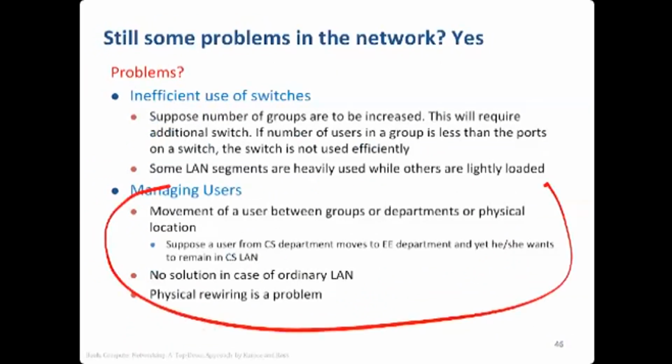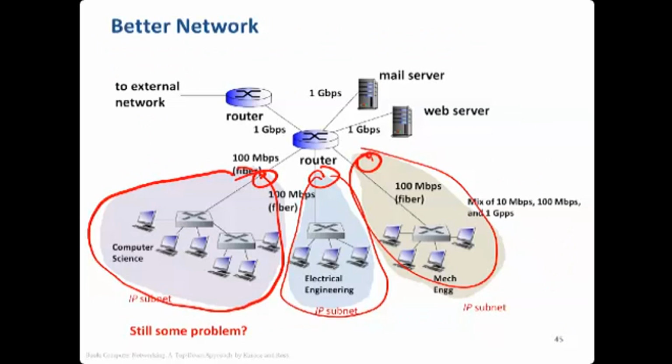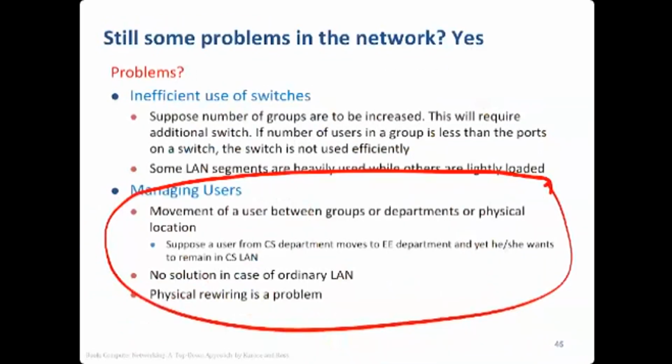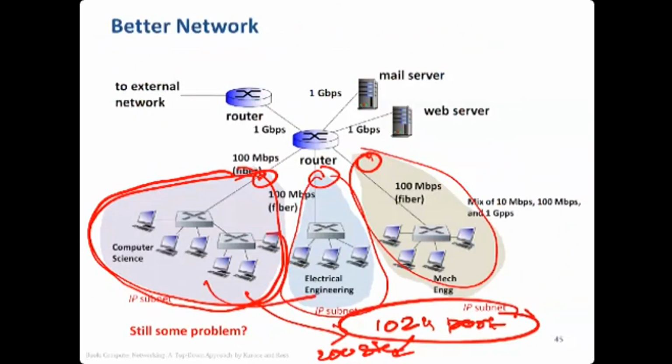User management is a big difficulty, right? Now each switch that you buy, let's assume you buy for 1024 ports. Only a few are used, and you have just 200 students in the department. The remaining ports will be wasted, right? So that's inefficient use of switches. And secondly, managing users. Now, when you are a CS student, you may also go to EE to do some job.